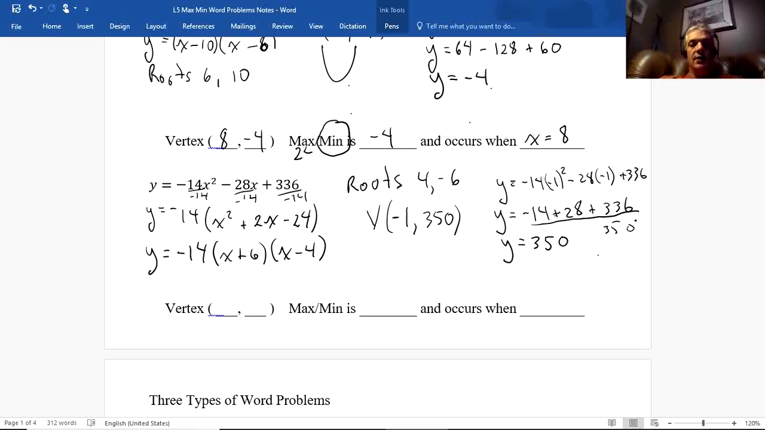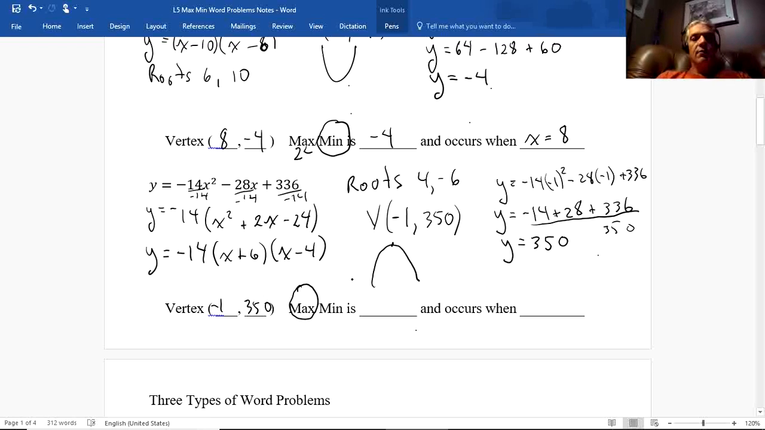So now I can fill in my line here. First of all, I can put in my vertex, which is minus 1 and 350. Okay, and then I can ask myself, is this a maximum or a minimum question? Well, it's negative. So if it's negative, that means it's going to open upside down like this, which means I'm going to have a maximum value. My maximum value is going to be the y value of my vertex. So it's going to be 350, and it's going to occur when x equals minus 1.